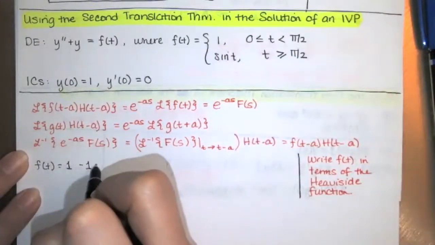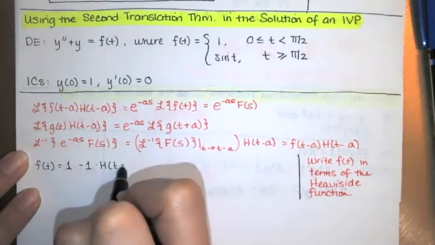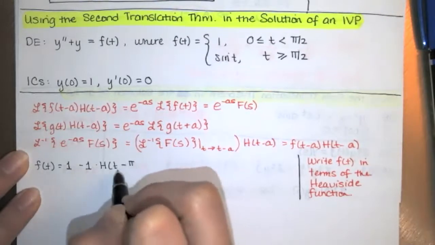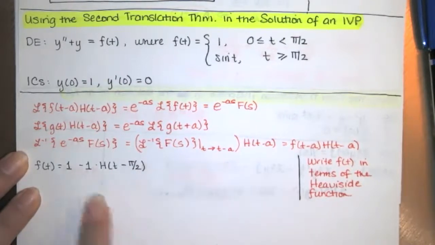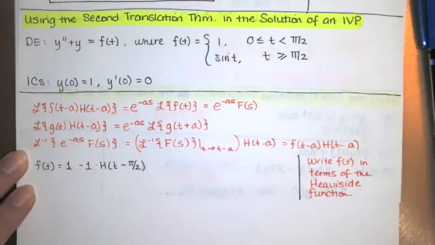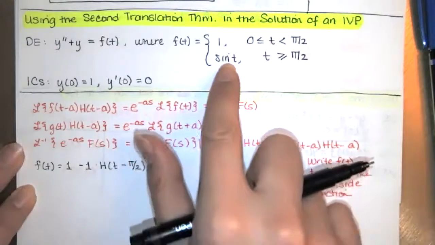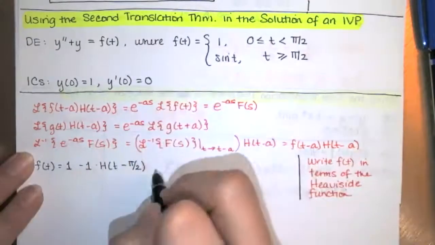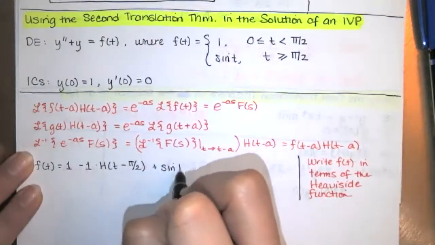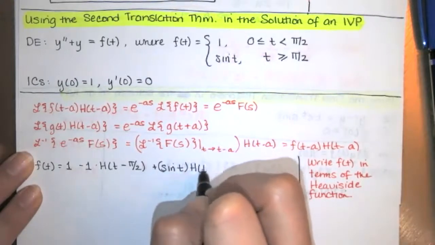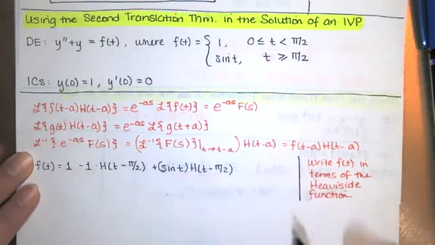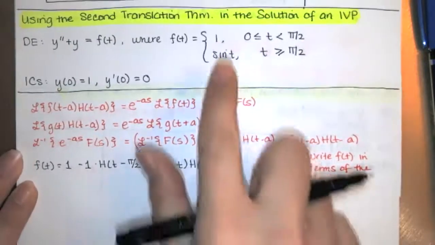So we're going to subtract 1 and multiply by the Heaviside function evaluated at t minus the time when we're turning this function off. Since we're turning this off at pi over 2, we subtract the function and we multiply by the Heaviside function at t minus pi over 2. Then at that time, we're also going to turn this function on. So that means we're adding sine of t times the Heaviside function at t minus pi over 2. And you can check this for yourself. This is equal to this.